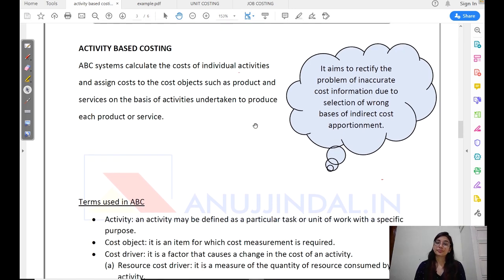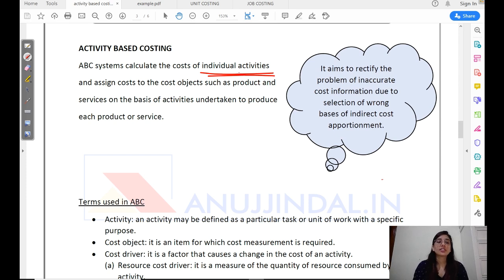Now, in order to overcome these limitations of the traditional costing of charging the overheads, a new costing system evolved, that is ABC, activity based costing. Here the cost is not directly allocated or absorbed by the product; rather, it is first assigned to the individual activities and then further assigned to the product or the cost object, right? You must remember that a cost object could be a product, a service, or a process, right?